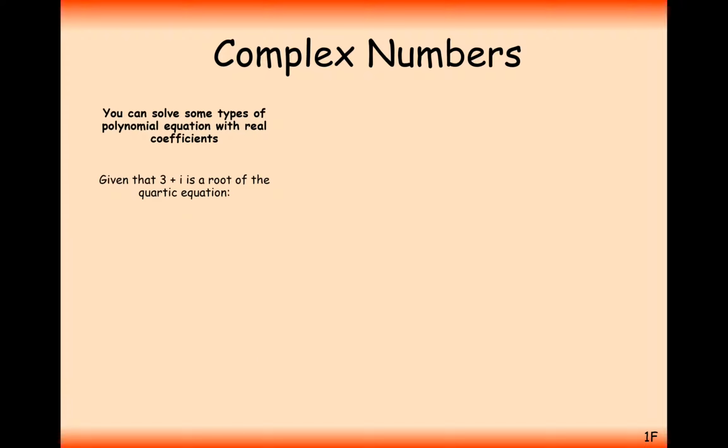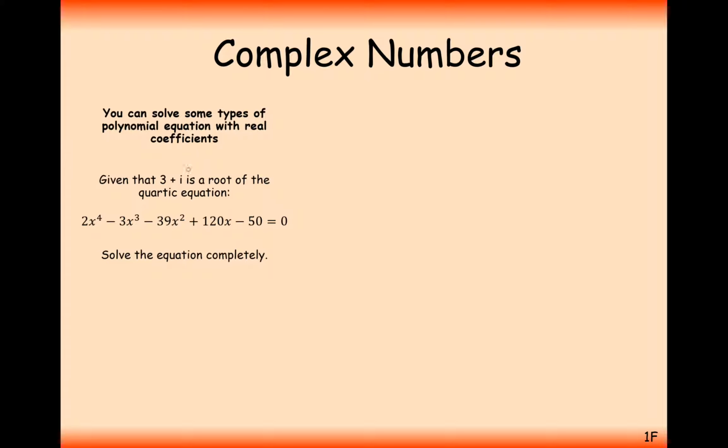Okay, so here's another question. We've got 3 plus i as a root of the quartic equation 2x to the 4 minus 3x cubed minus 39x squared plus 120x minus 50 equals 0. And the question is, solve the equation completely.